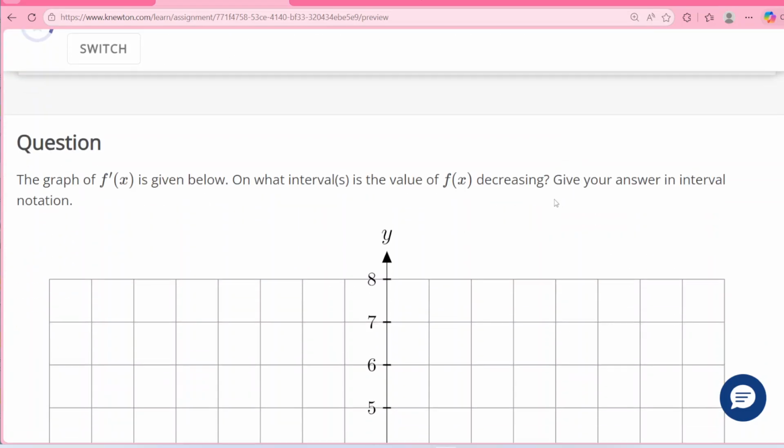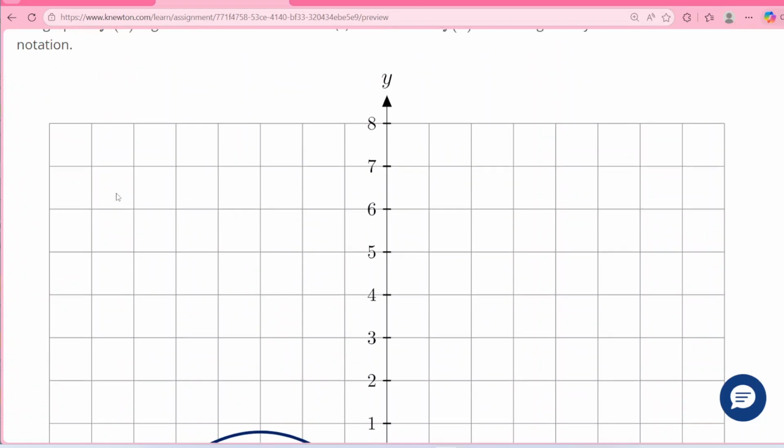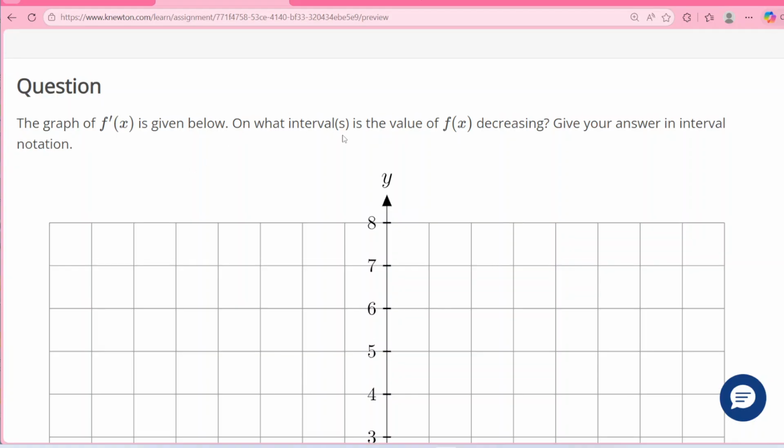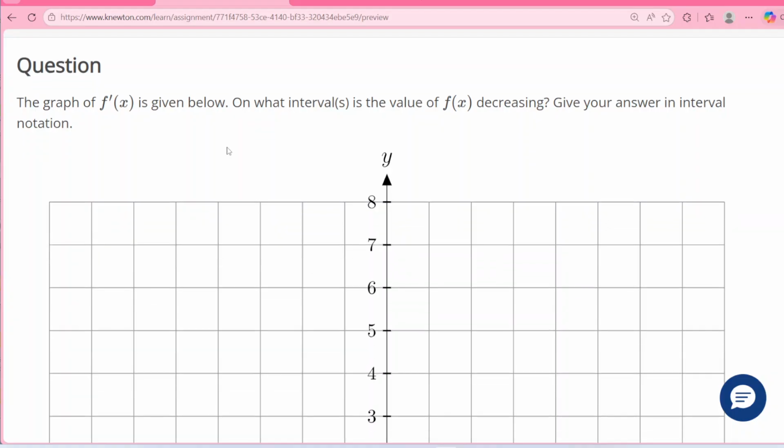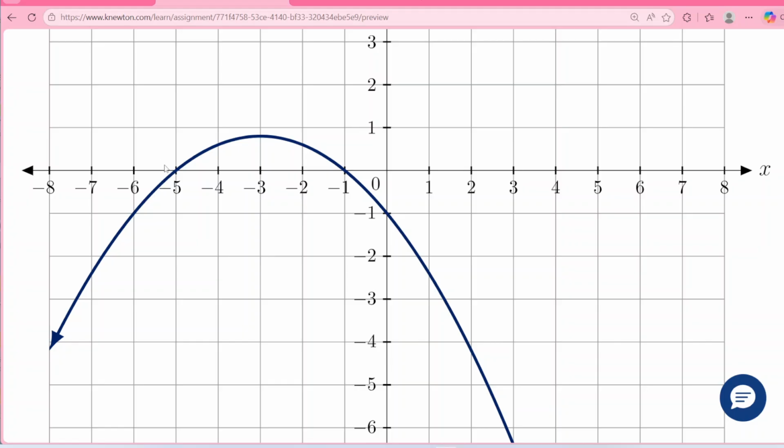So once again, the graph of f prime is given. So this is the graph of the derivative, not the original. On what interval or intervals is the value of f, the original, decreasing? Interval notation, right? So remember, the graph of the original function will be going down, will be decreasing wherever the derivative has a negative value. So that happens in 2 intervals here. So here's the graph of the derivative.